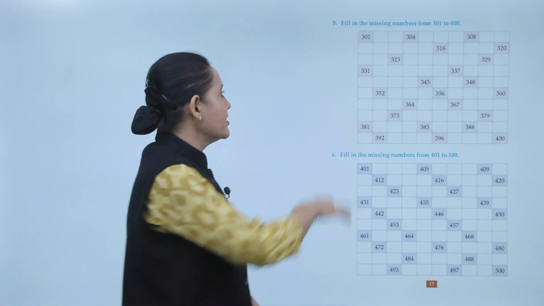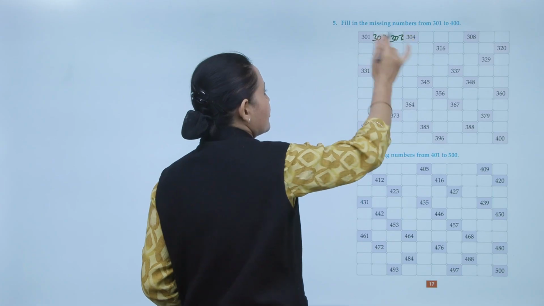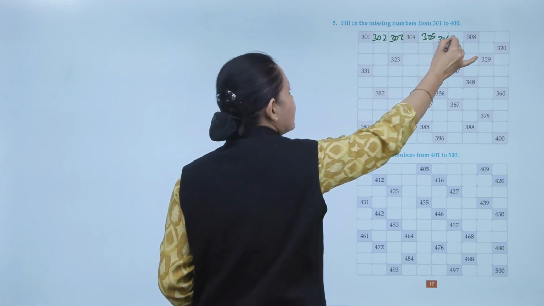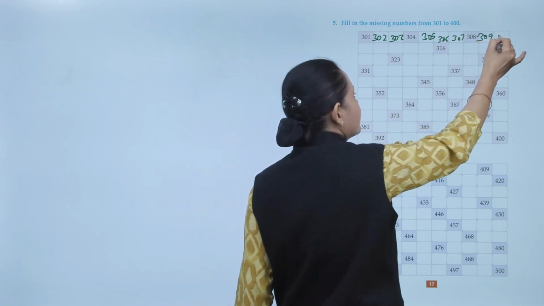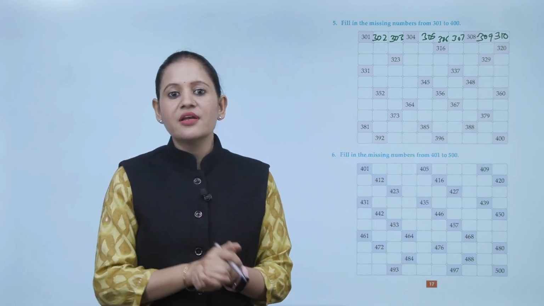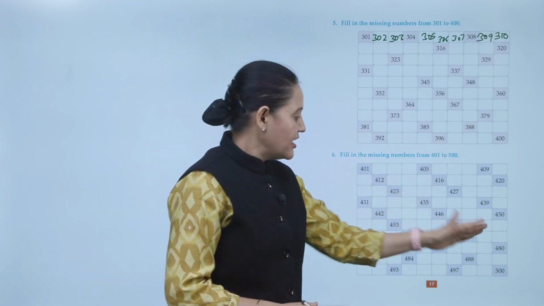Next is, fill the missing number from 301 to 400. 301, 302, 303, 304, 305, 306, 307, 308, 309 and 310 up to 400. Clear? Next, fill the missing number from 401 to 500. Same way, 401 से start करेंगे, 402, 403, 404, 405. Like this, we'll write up to 500.